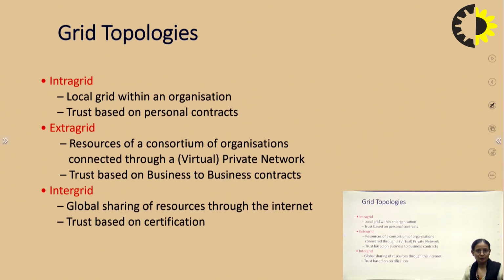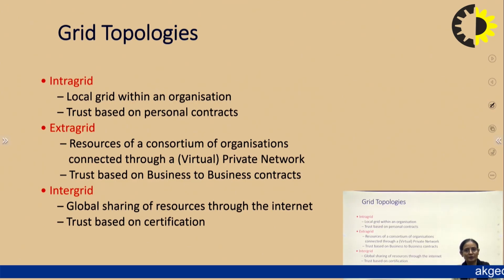Now let us come to the next topic, grid topologies. When we talk about grid topologies, we have three types: intragrid, extragrid, and intergrid. What is an intragrid? It is a local grid within an organization. When we form a grid, a cluster of systems, within an organization, it is an intragrid. Trust is based on personal contracts, because it is within the organization, so the trust factor is based on trust among the employees.